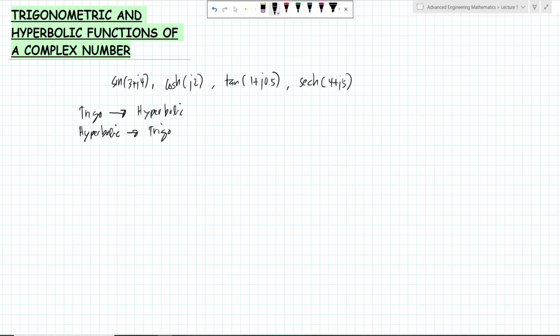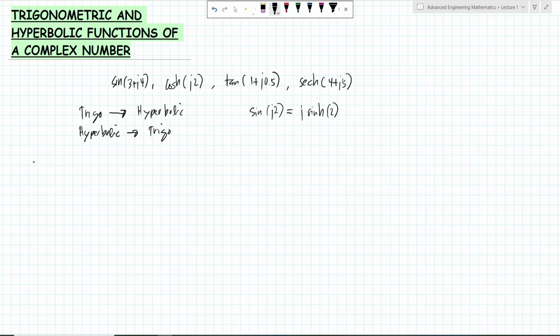For example, a simple conversion: the sine of j2 is written as j sine hyperbolic of 2. All you need is how to convert a trigo function to hyperbolic and vice versa. If you know how to convert trigo to hyperbolic, that is the same as converting hyperbolic to trigo.